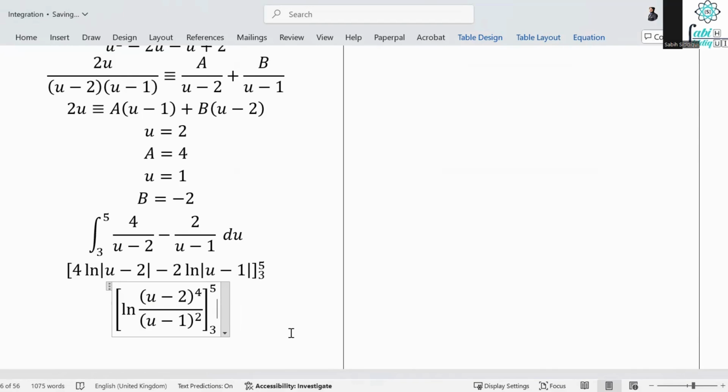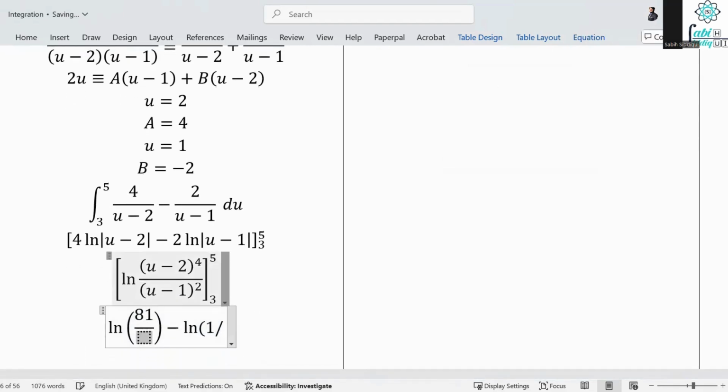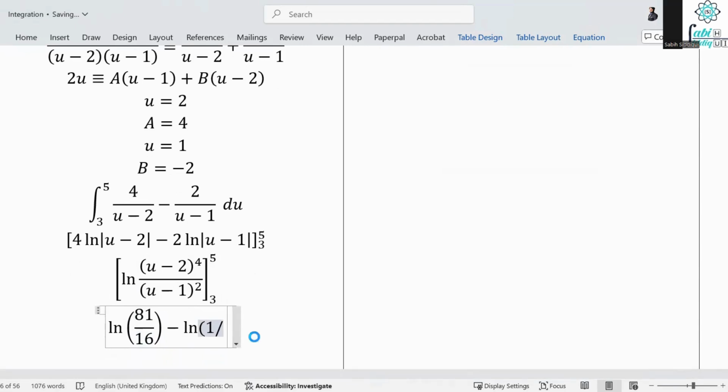When you plug in 5, what do you get? 5 minus 2 is 3, 3 to the power 4. Simplify, what do you get when you plug in 5? ln of 81 upon 3 minus 1, which is 2, and 2 to the power 2 is 4. Minus ln, when you plug in 3: 3 minus 2 is 1, 1 upon, 3 minus 1 is 2, 2 squared is 4.